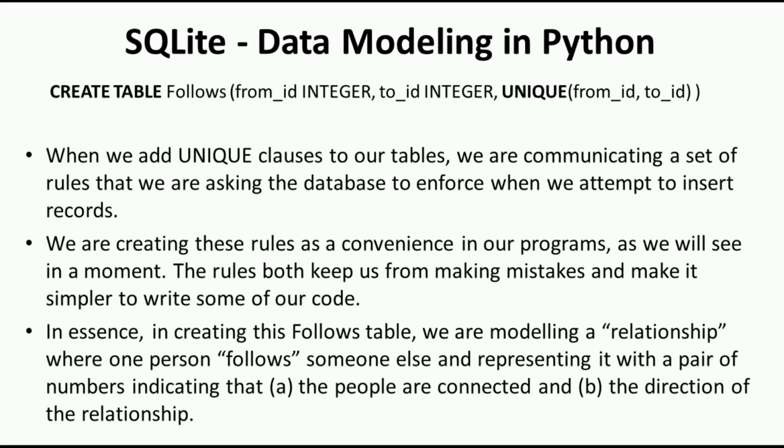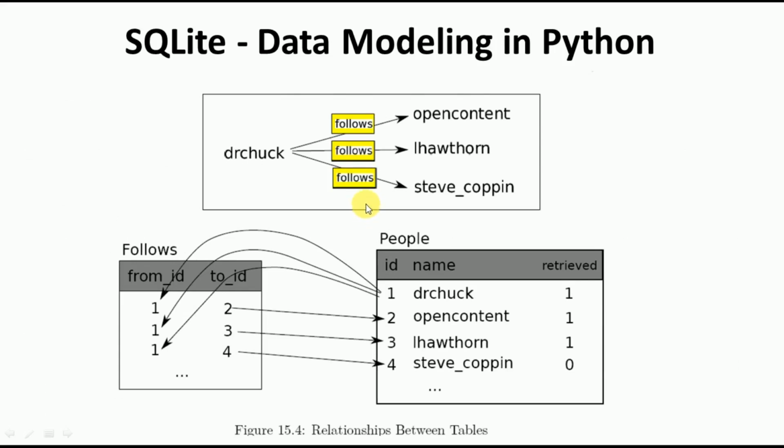Similarly for the follows table, we use two attributes, from ID and to ID. Both of them are integers, and together these two become the unique ID of this follows table. We will establish the connection between the ID field of people with respect to the ID field of the follows table. That is how we establish the connection in this case. It's a very simple way of establishing the connection.